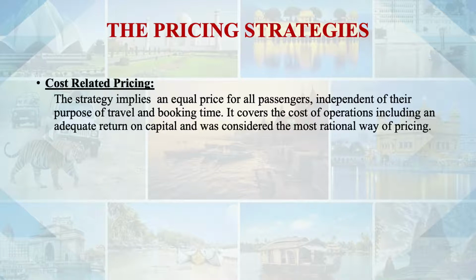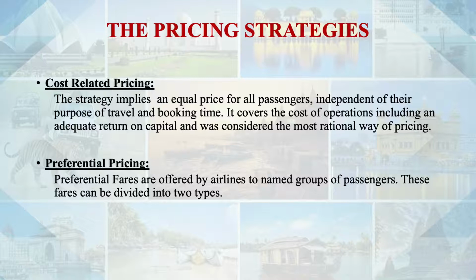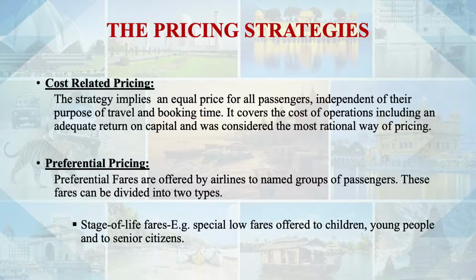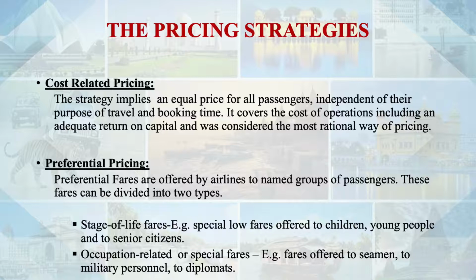However, recently other pricing strategies have been introduced, the next one being preferential pricing. Preferential fares are offered by airlines to named groups of passengers. These fares can be further divided into two types. First, what are known as stage of life fares. These examples include the special low fares which are offered to children, young people and senior citizens. The second is where airlines offer many occupation-related cheaper or special fares, like fares offered to seamen, military personnel or diplomats.